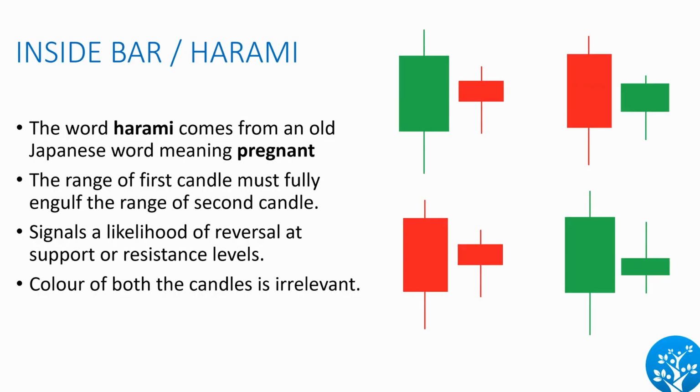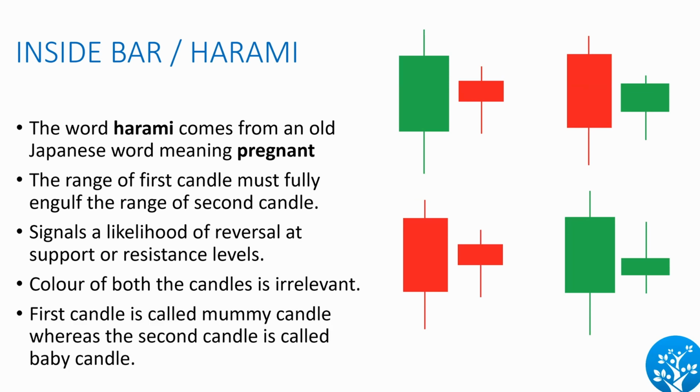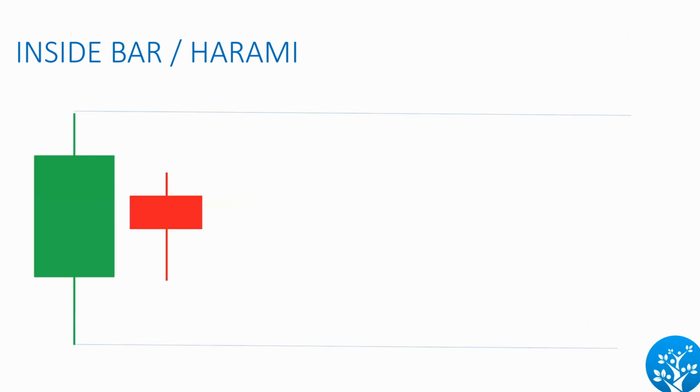It doesn't matter. In this pattern, because the second candle is inside the first candle, the range of the second candle is inside the range of the first candle. We call the first candle the mummy candle and the second candle the baby candle. Okay. This is what happens. This is the high of the first candle, that is the mummy candle. This is the low of the mummy candle.